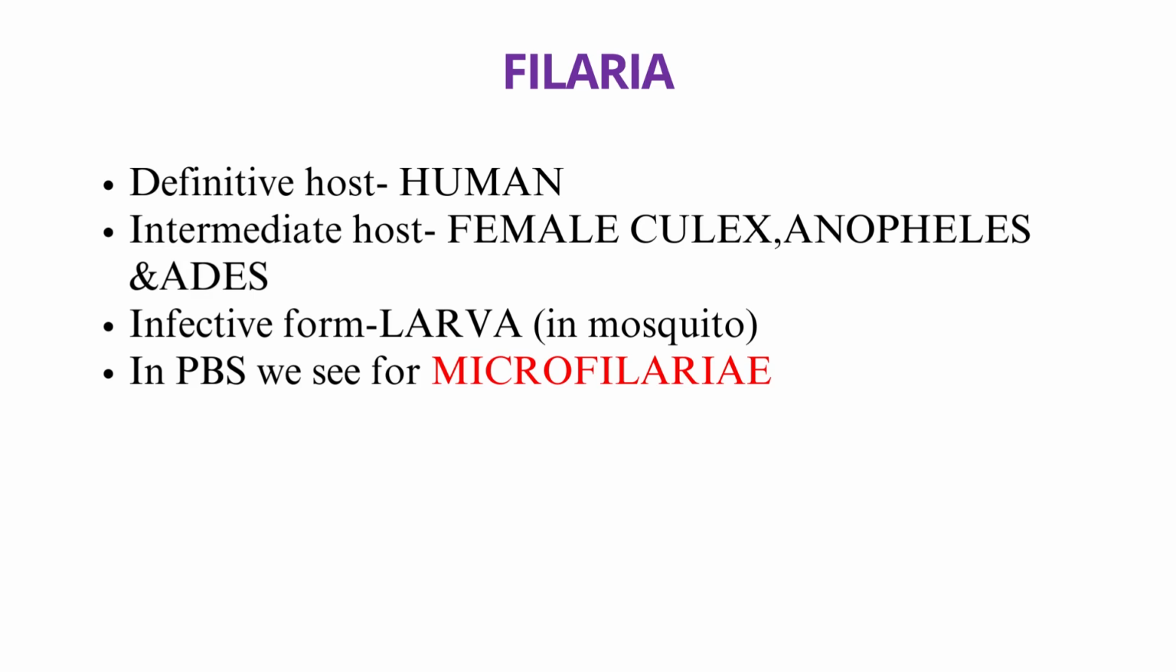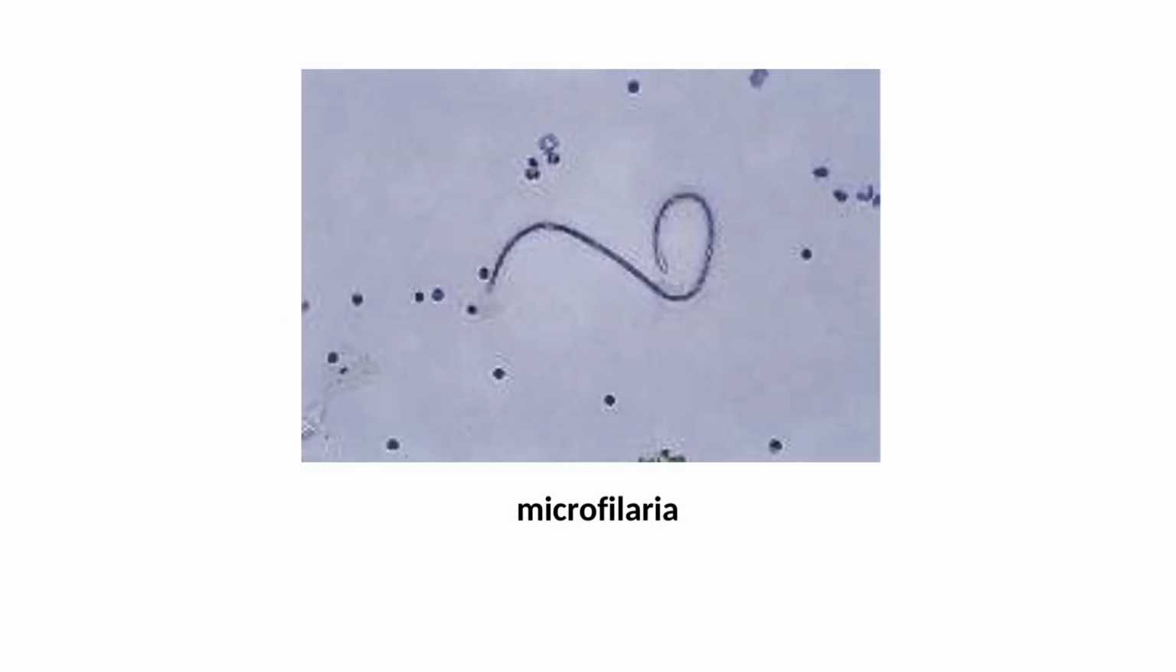Now coming to the next organism, which is your filaria. The definitive host for this is human, but there are intermediate hosts, which are female culex or anopheles and Aedes aegypti, and the infective form is the larva, which is inside the mosquito. In the PBS blood, you find microfilaria, we will not find the larva, we find microfilaria. Now look at this long elongated structure. It is such a unique structure, you will be able to tell.